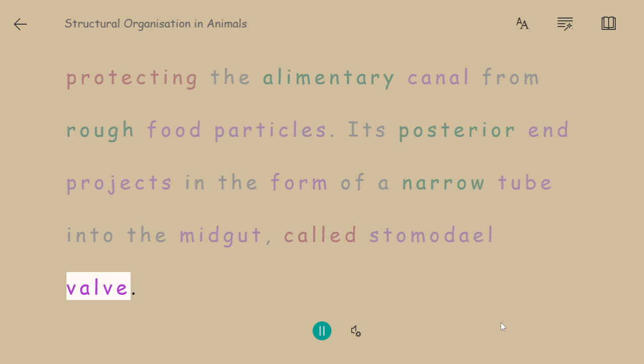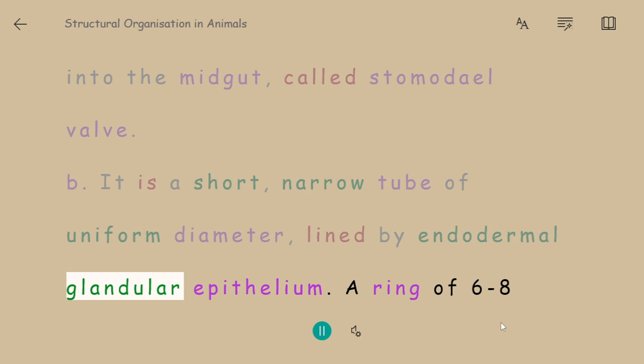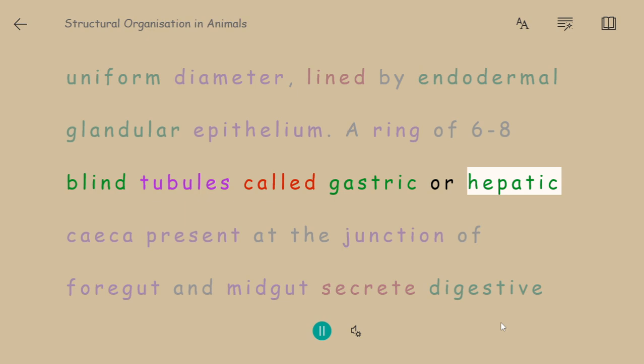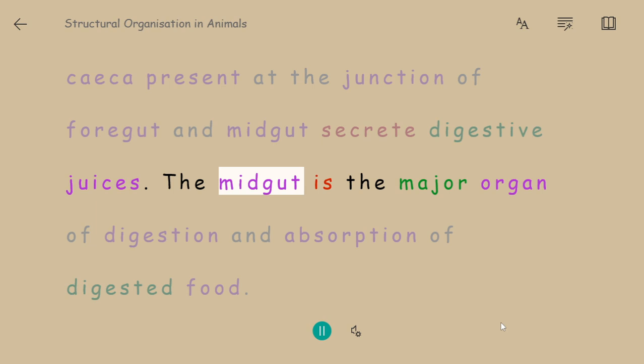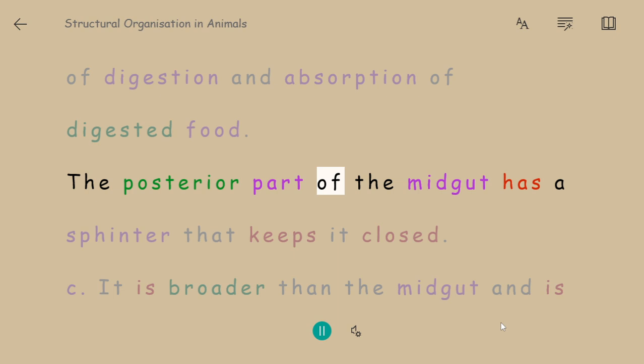B. Midgut. It is a short, narrow tube of uniform diameter, lined by endodermal glandular epithelium. A ring of 6 to 8 blind tubules called gastric or hepatic caeca present at the junction of foregut and midgut secrete digestive juices. The midgut is the major organ of digestion and absorption of digested food. The posterior part of the midgut has a sphincter that keeps it closed.